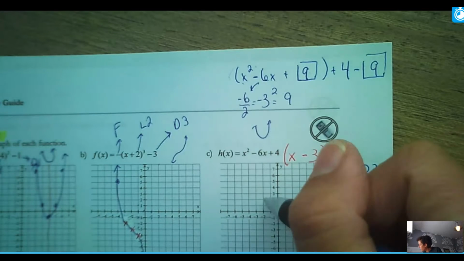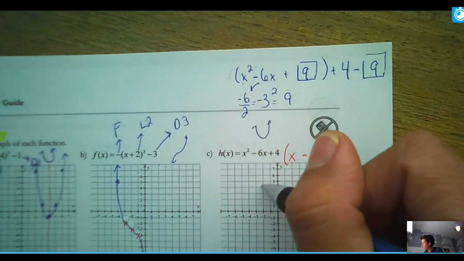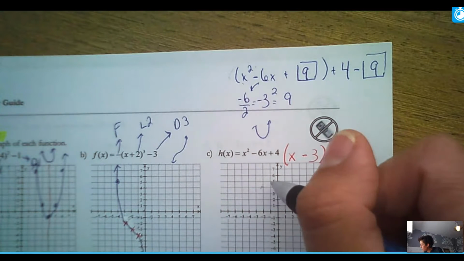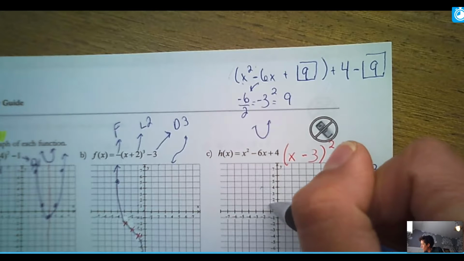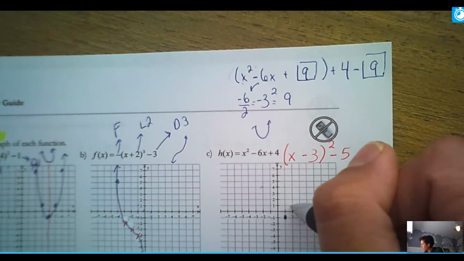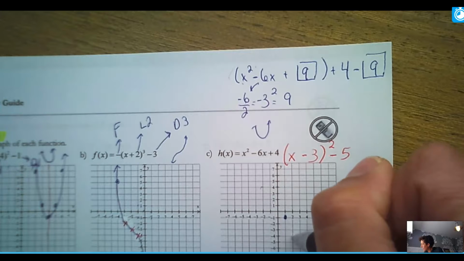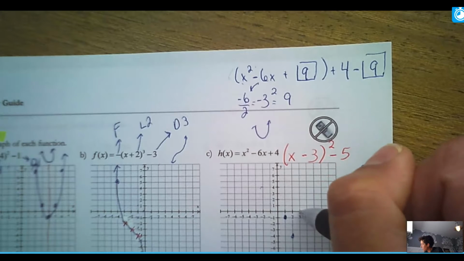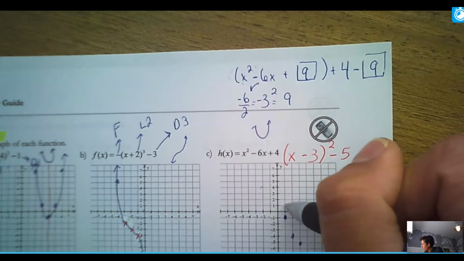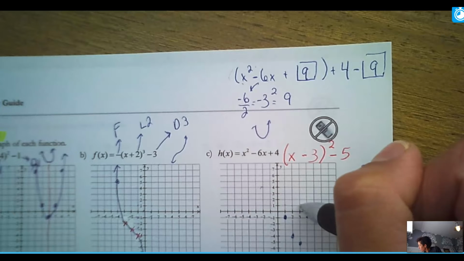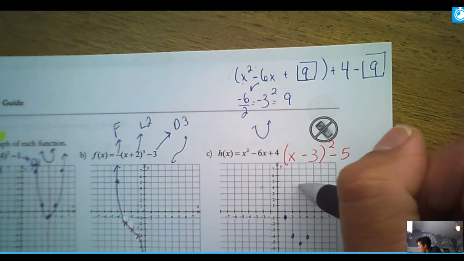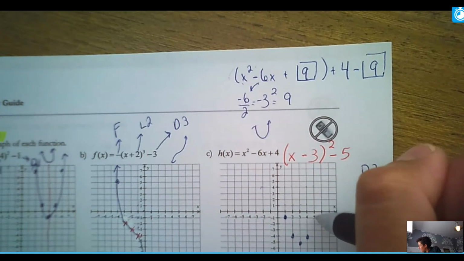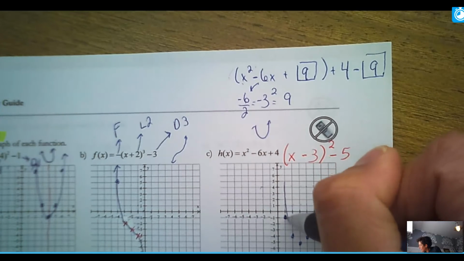So I'm going to start with (-2, 4), and I'm just going to go right 3 and down 5. And (-1, 1) will go right 3 and down 5. And (0, 0), same thing, right 3, down 5. (1, 1) can go right 3, down 5. And then my last one of (2, 4) can go right 3, down 5. And then you get your shape.